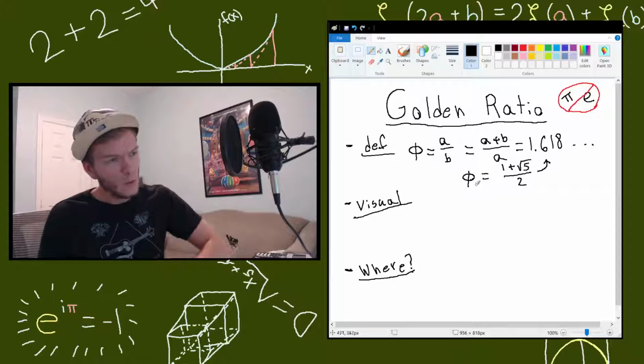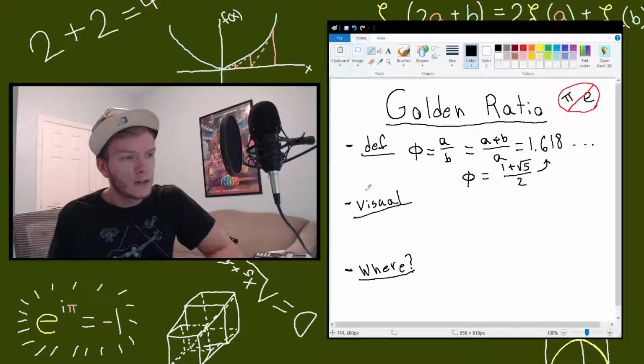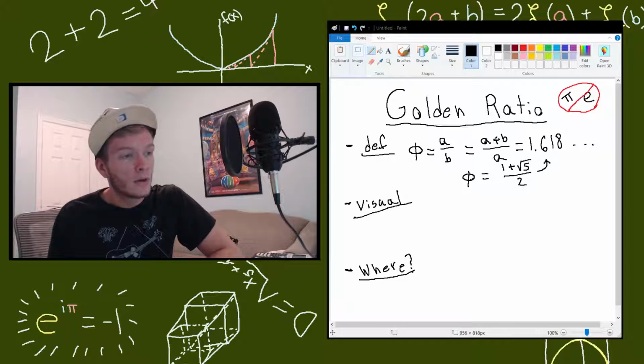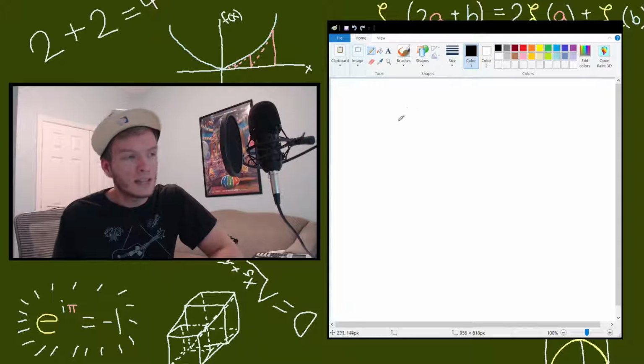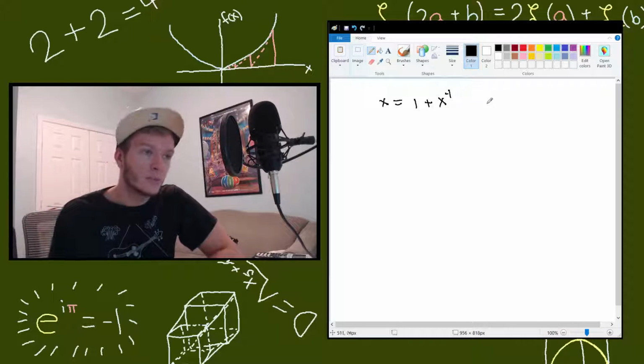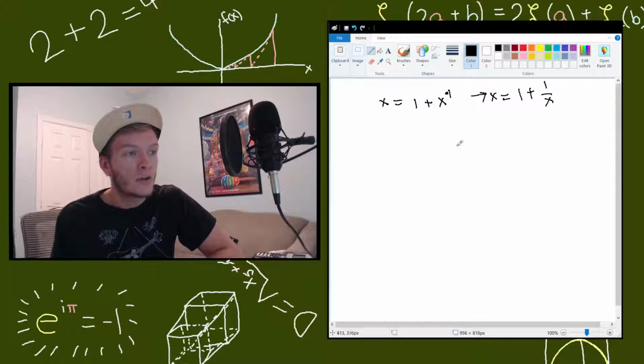One cool thing that I just realized the other day is that there's another way you can define this. We're gonna get back to these, but I'm gonna clean the sheet out so we can get some more writing in here. If you solve the equation x is equal to 1 plus x to the negative 1, you actually get the golden ratio. This could also be written as x is equal to 1 plus 1 over x, for those of you who don't know what negative powers are.